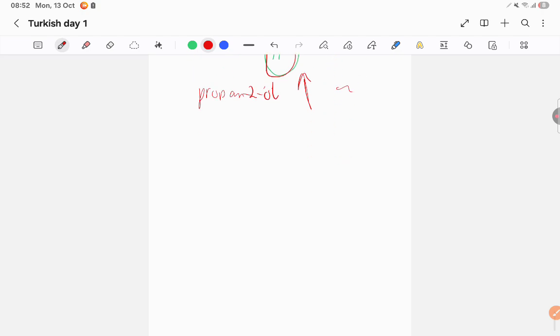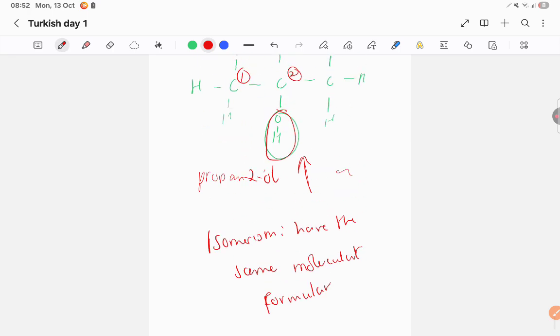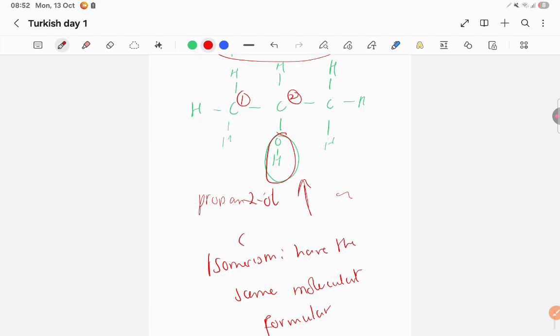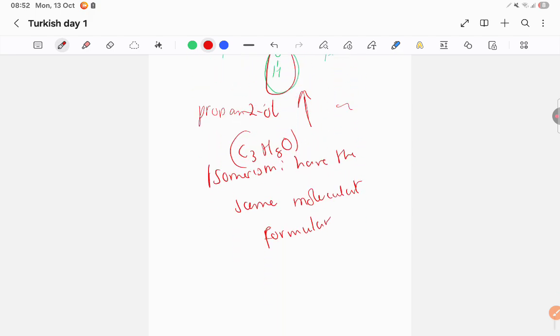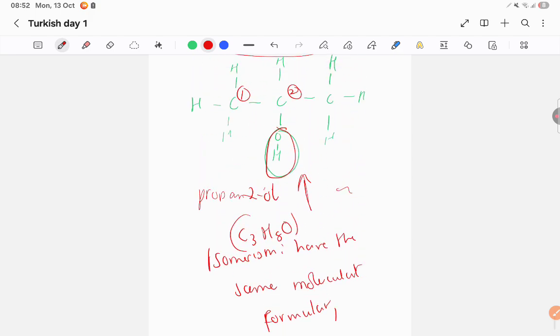So these are isomers. So what is isomerism? They have the same molecular formula. What do I mean by saying molecular formula? For example, this would have been how many carbons? 1, 2, 3 carbons. How many hydrogens? 1, 2, 3, 4, 5, 6, 7, 8. 8 hydrogens and 1 oxygen, right? This is the molecular formula for both of them. But the structural formula is different. The drawn formula is different when you draw them.